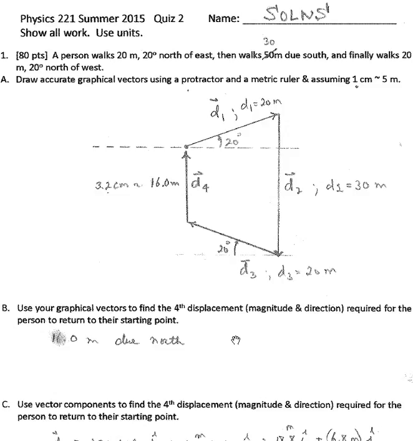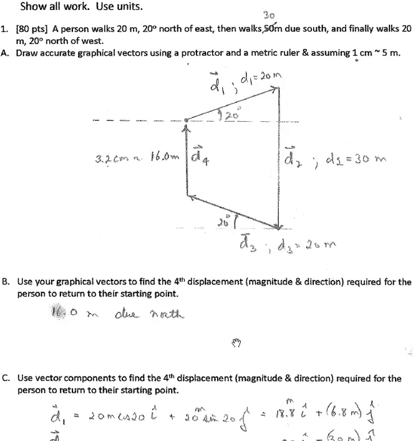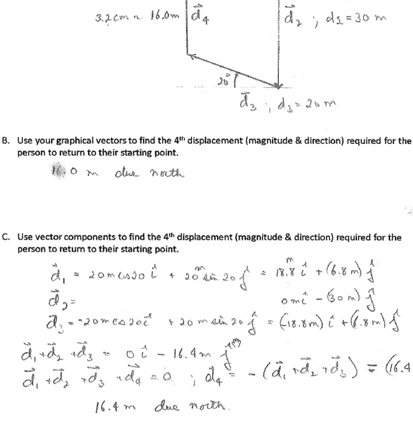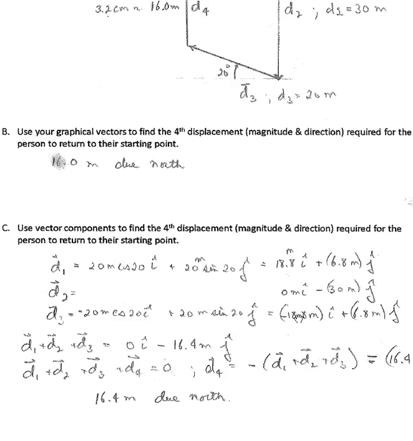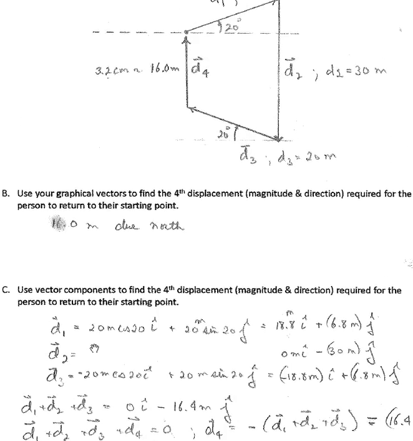Okay, so the next thing to do is to do the same problem analytically. And so to do that, I use the i hat j hat vector formalism to represent d1. So d1 vector is 20 meters cosine of 20 i hat plus 20 meters sine of 20 j hat, which is 18.8 meters i hat plus 6.8 meters j hat. d2 is minus 30 meters j hat. That's this due south vector.